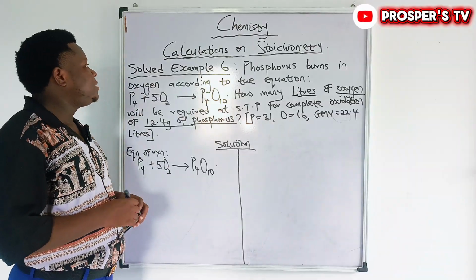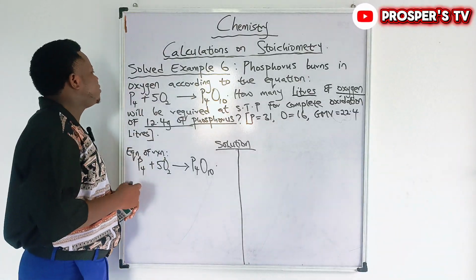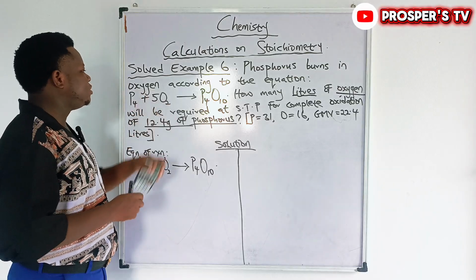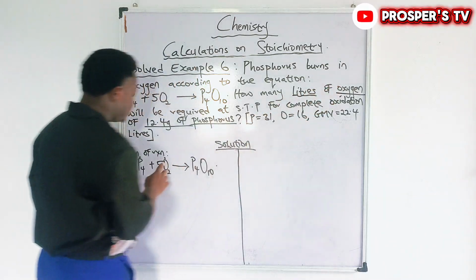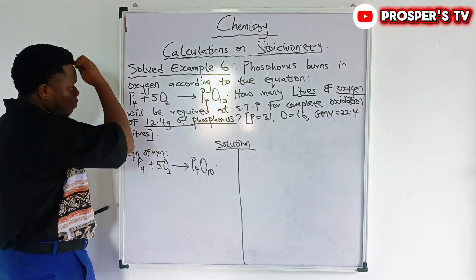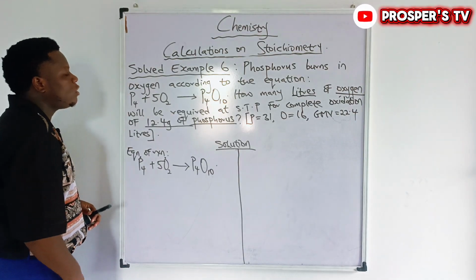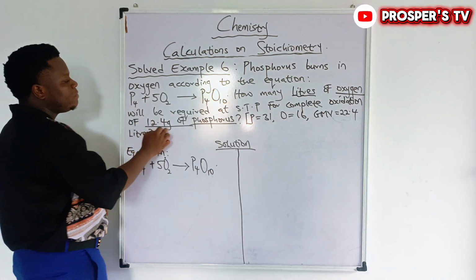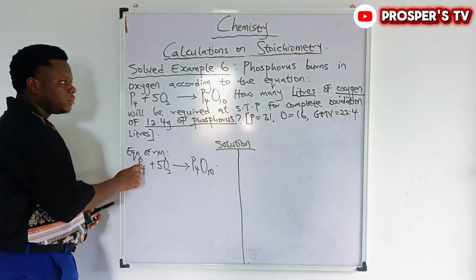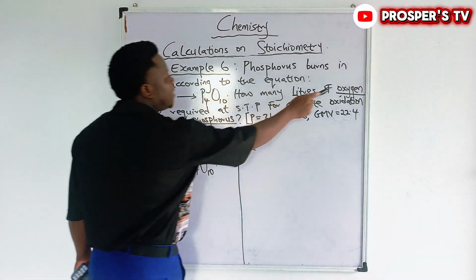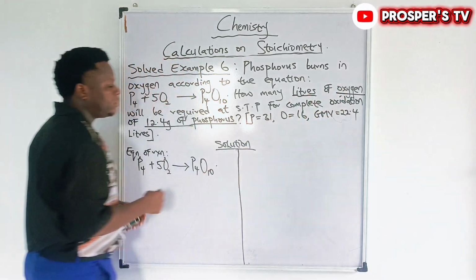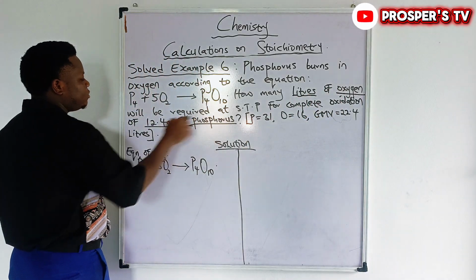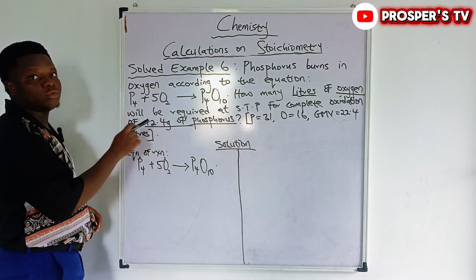Okay, now let's look at the sixth example. Phosphorus burns in oxygen according to this equation. So how many liters of oxygen, so you dot oxygen, will be required at STP for the complete oxidation of 12.4 grams of phosphorus? So you dot phosphorus. So the amount of oxygen is being expressed in terms of volume, while phosphorus amount is being expressed in terms of grams, which is mass.